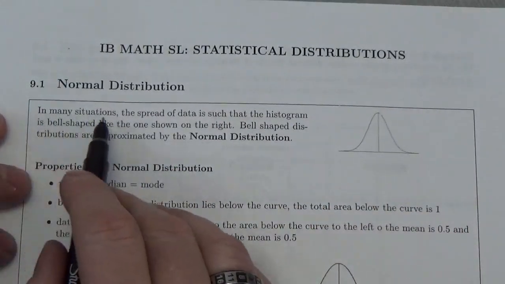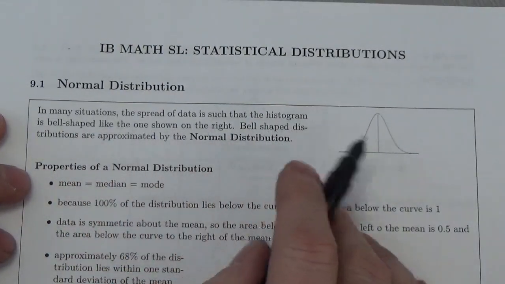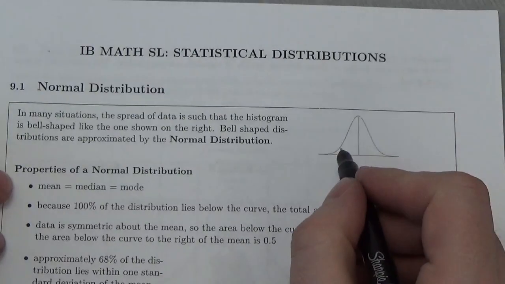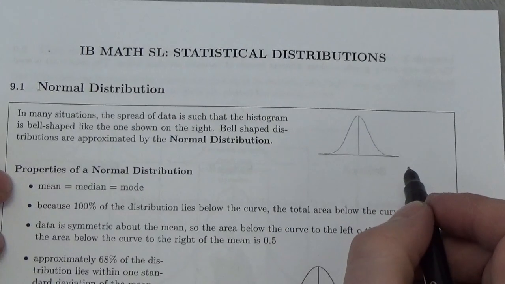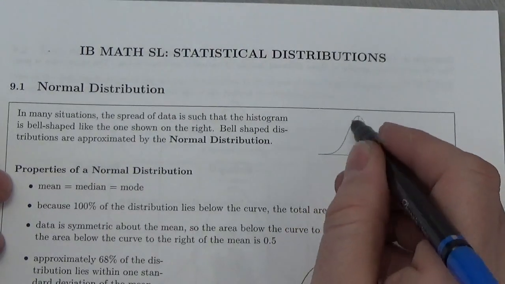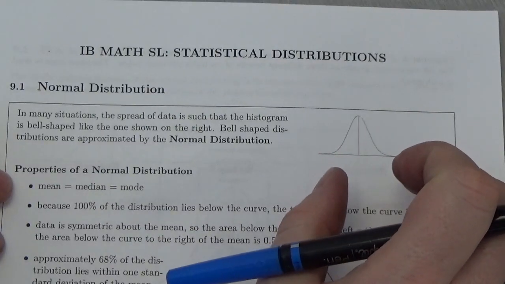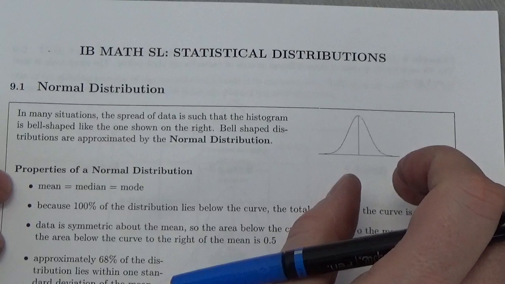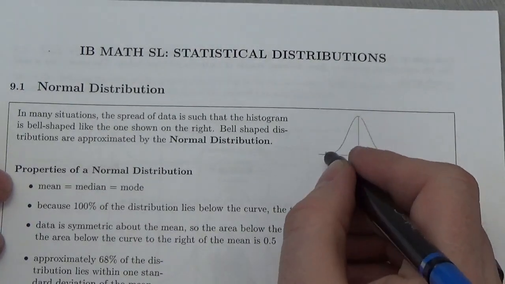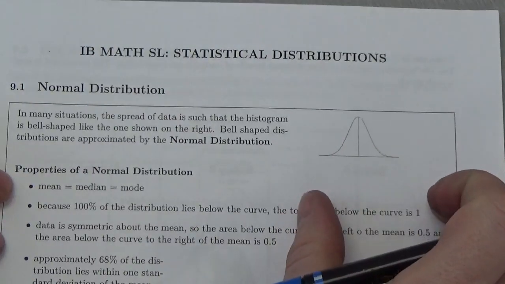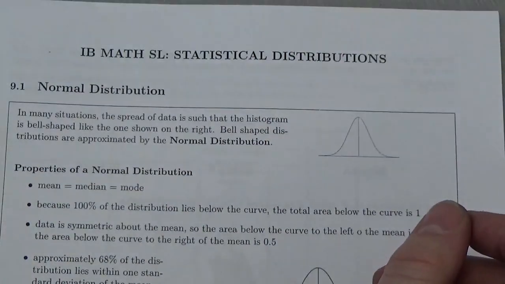So, like it says here, in many situations, the spread of data is such that the histogram is a bell-shaped one, like the one shown on the right here. If you think about each of these dots as the midpoint of the center of a bar on a histogram, and you connect them all together, and you make the class intervals on a histogram really small, then by connecting all those midpoints, you get a curve that looks more and more like this bell-shaped curve. It has some very specific properties that make it quite unique.